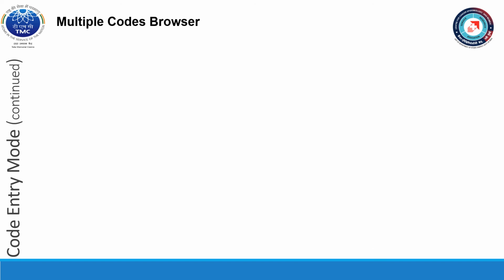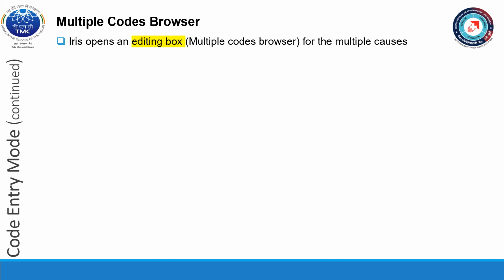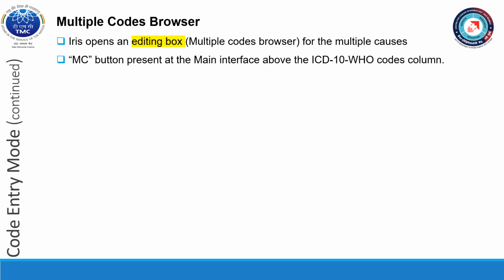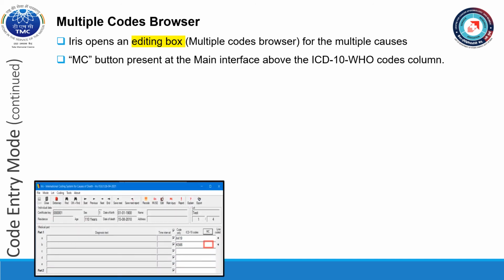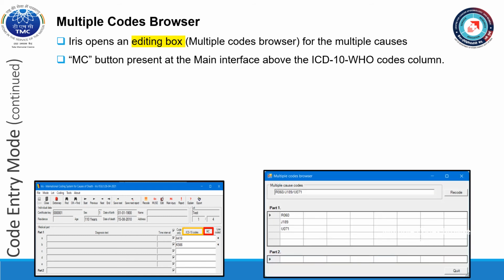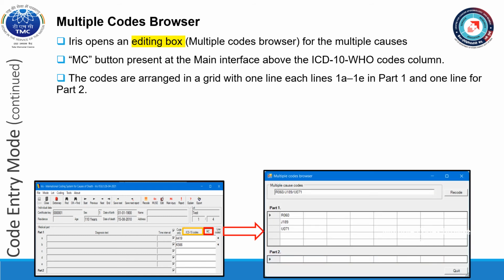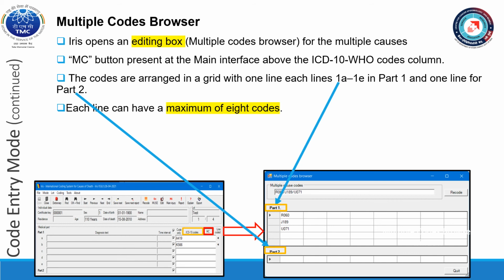The multiple codes browser is one of the functions provided by Iris in the code entry mode. Iris opens the editing box, or multiple codes browser, for the multiple causes with the MC button present on the main interface of Iris. If you click the MC button above the ICD-10 WHO codes column, the codes are arranged in a grid with one line each, lines A to E in part 1 and one line for part 2. Each line can have a maximum of 8 codes.